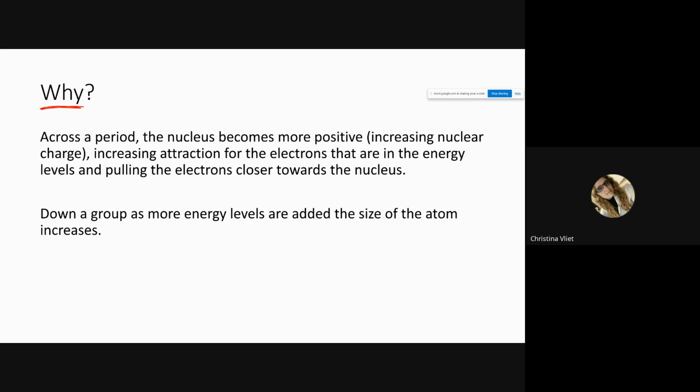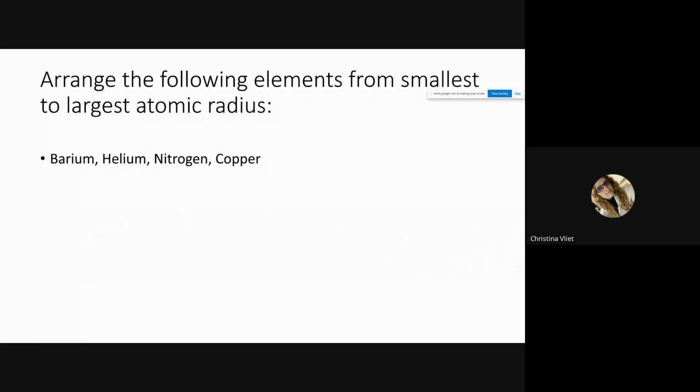As more energy levels are added, the size of the atom increases. So that's the first thing we have said. So now let's take a look at a couple of questions. At least one. Arrange the following elements. See if you can do this. Use your periodic table. Write this in your notes. Arrange the following elements from smallest to largest.